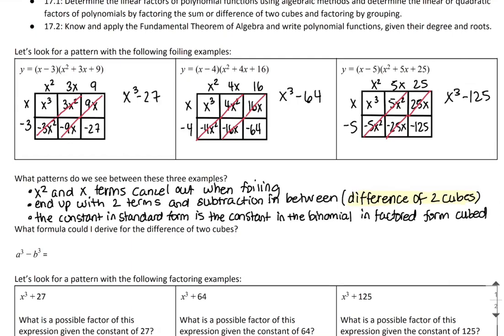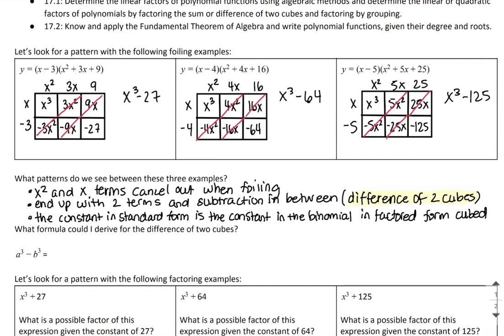Now that I've found the patterns between these three examples, I want to try to derive a formula for the difference of two cubes. So if I have a cubed minus b cubed, what is that going to be equal to every time? I'm going to look at these three examples again, and I'm going to compare my standard form to my factored form in each.